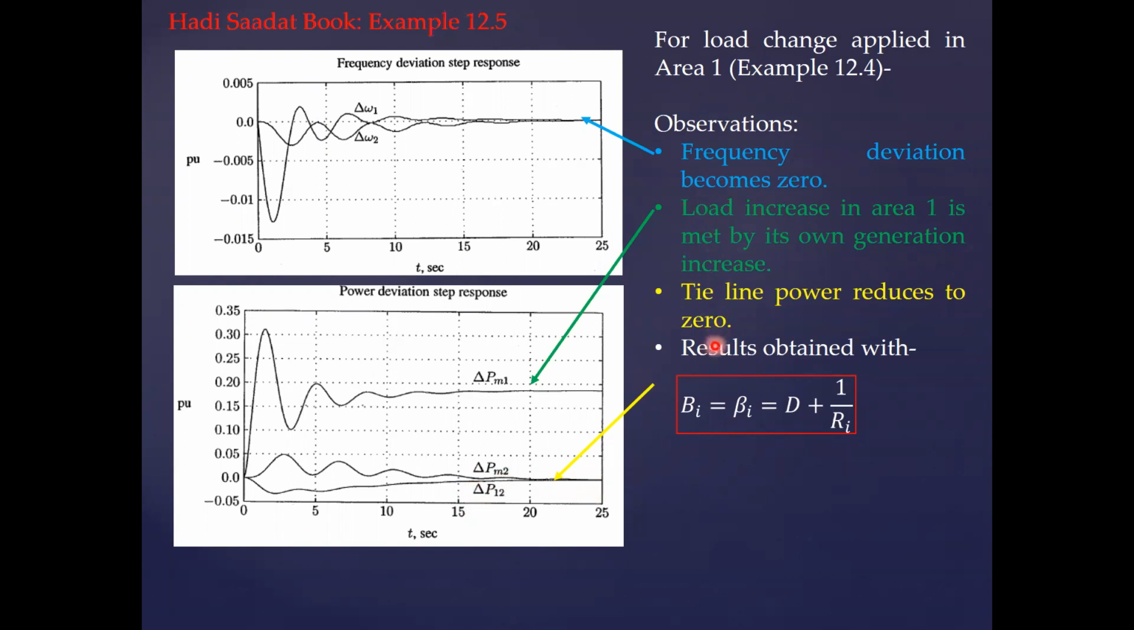And these results are what we have when the bias factor is equal to the composite frequency response characteristic for the two areas. It is with this one. So this is what we achieve when we select the frequency bias factor equal to the composite frequency response characteristic, this quantity, right?